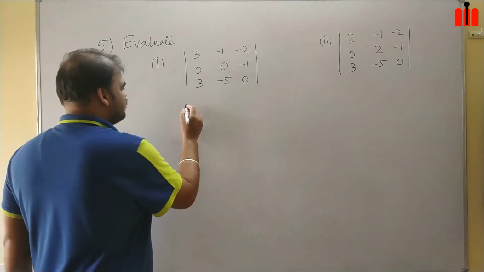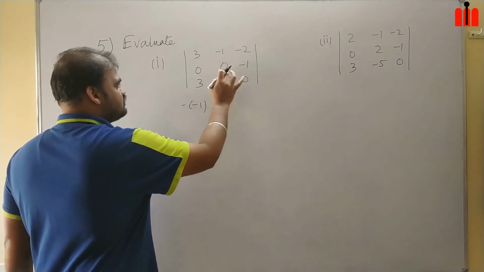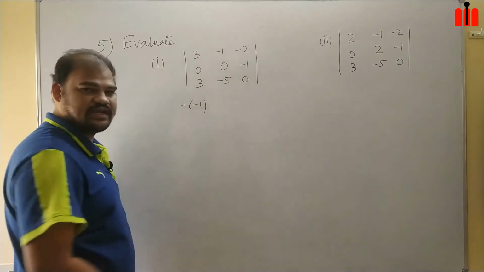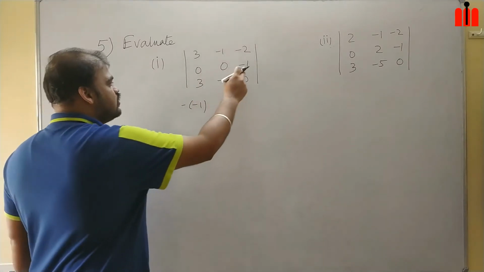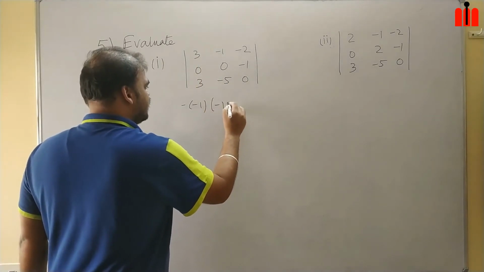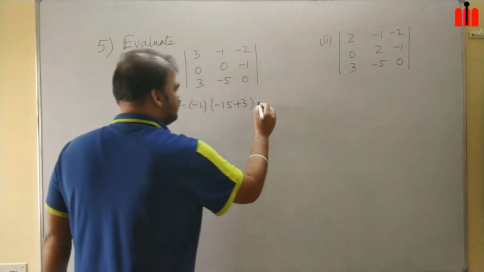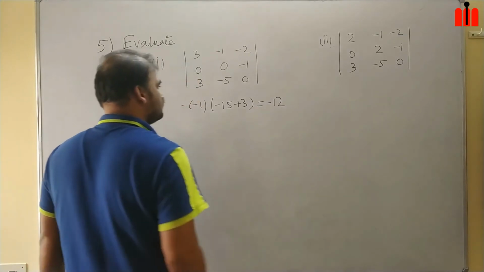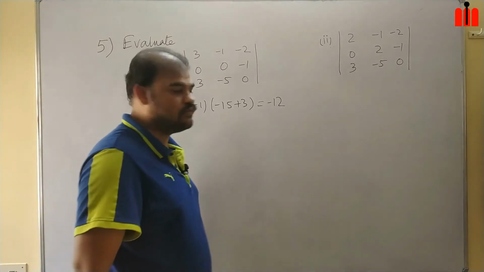So it will become minus, plus, minus. This is the sign convention. I told you in the detailed explanation class. Please go through that. So minus of minus 1, it will be minus 15 plus 3. So minus 15 plus 3, it will be minus 12. So the answer of the first is minus 12.